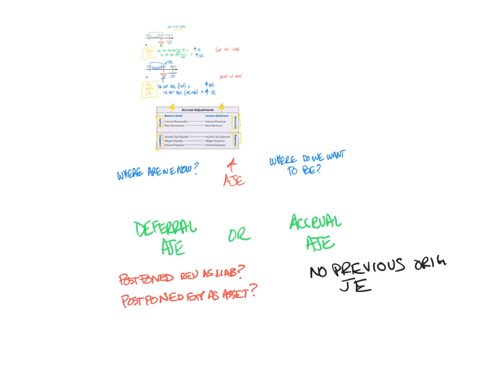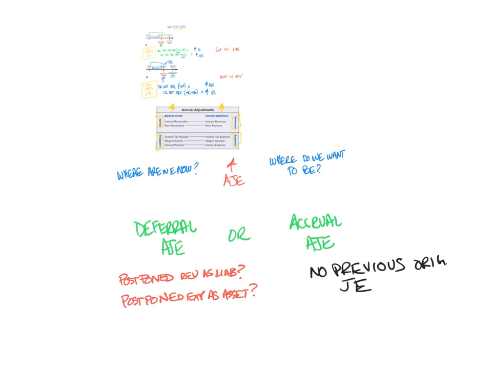Remember that journal entries exist for all kinds of transactions. So when we're talking about a deferral AJE, it's specifically that you've postponed a revenue as a liability or expense as an asset to the balance sheet, and the deferral AJE is adjusting that specific journal entry. With an accrual AJE, there is no specific journal entry that's postponed a revenue or an expense to the balance sheet. But you can have a related journal entry and it still be an accrual AJE.